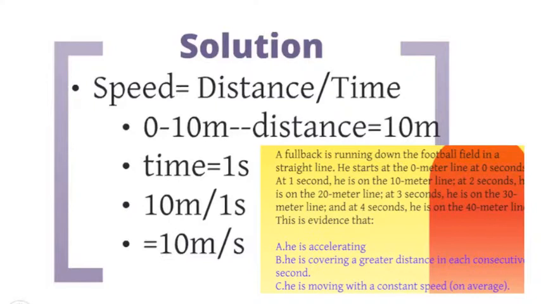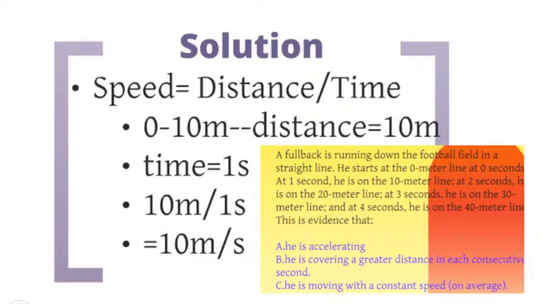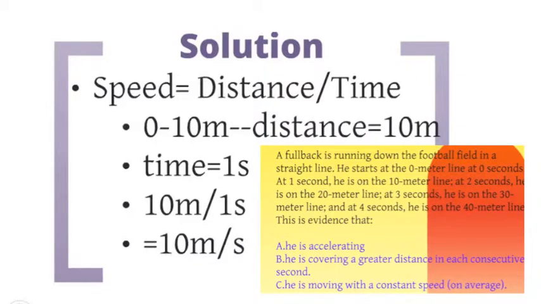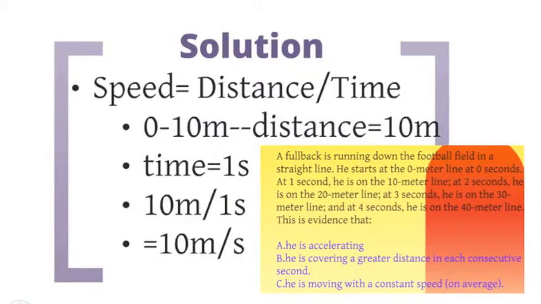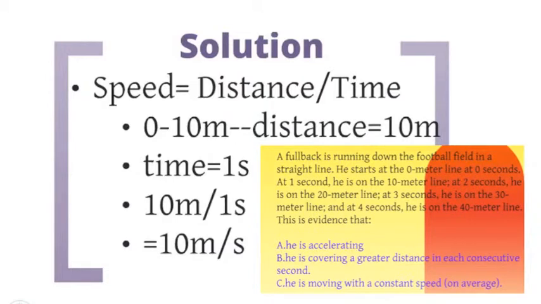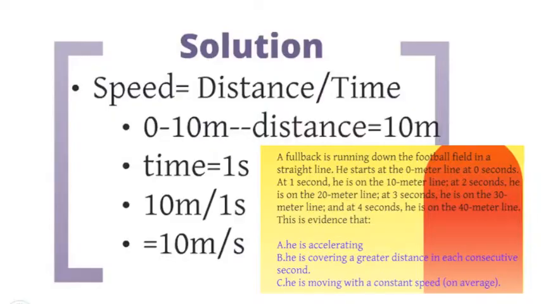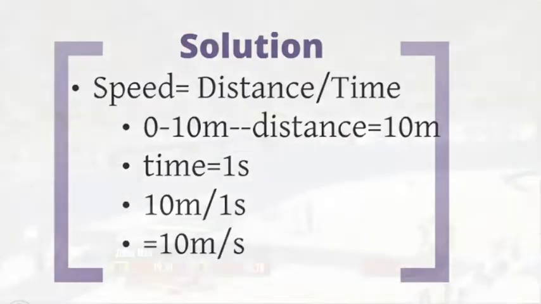Obviously, when you look at his starting point and 10 meters, the distance is 10 meters. Since the fullback ran 10 meters in a second, if you put it in the formula distance over time, his speed for the first 10 meters was 10 meters per second. If you do the same for all the other splits every 10 meters, you can see that the fullback is moving 10 meters every second. This means he has a constant speed and thus covers the same distance, 10 meters, in each consecutive second. He is certainly not accelerating.